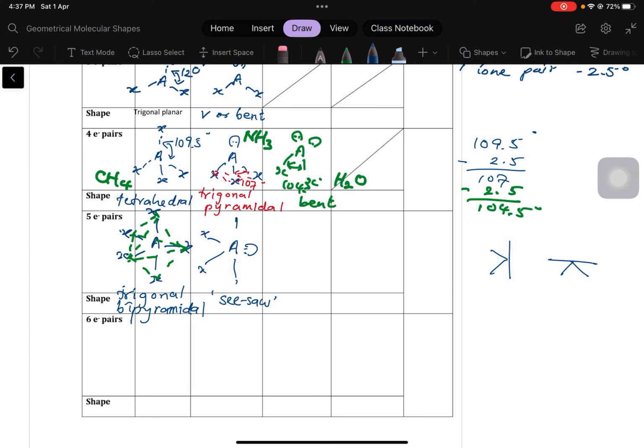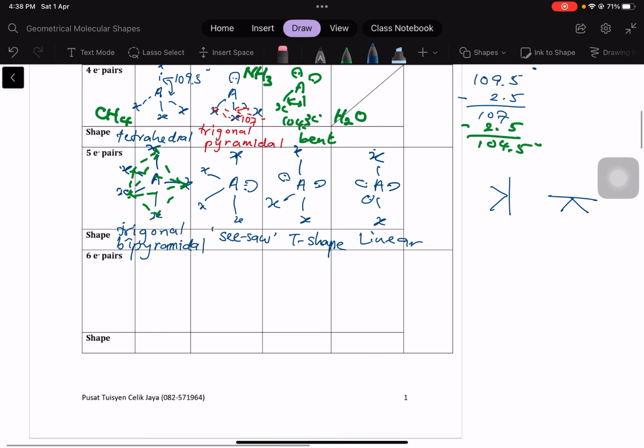So this is a seesaw, and then followed by a T shape. This is another geometrical shape with 2 lone and 3 bond. And lastly, we have 1, 2, 3, all 3 lone, and followed by 2 bond. And that's how we get the linear.